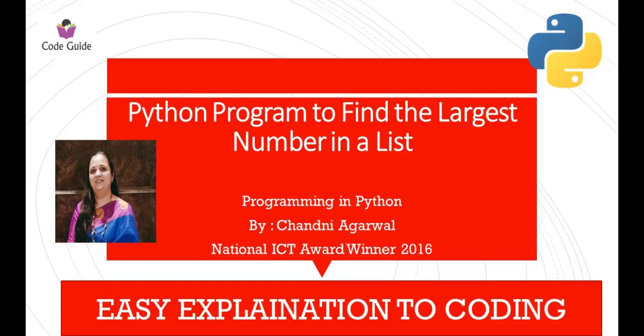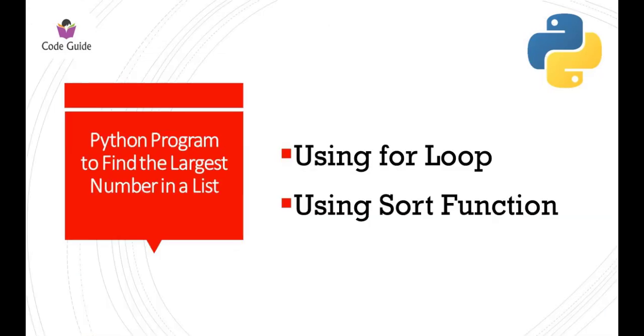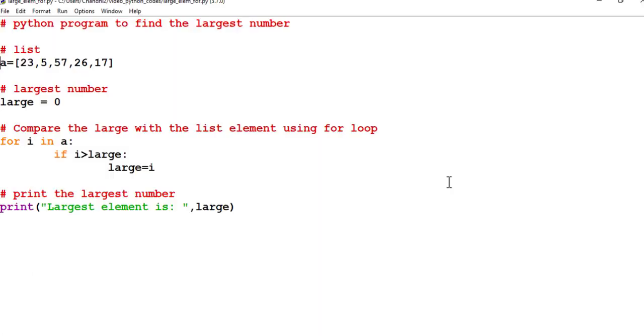Hello students, in this video we will learn how to find the largest number in a list using a Python program. There are two ways to find the largest element in a list: using the sort function and using a for loop. We will learn both methods in this video. So let's start. This is the program to find the largest number using a for loop.